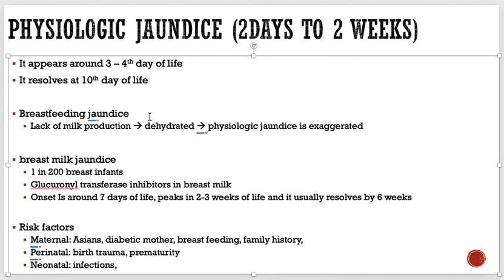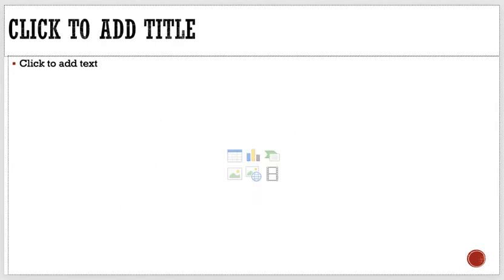Infections, polycythemia, as well as drugs and total parenteral nutrition. These risk factors can cause, you can say, physiological jaundice, right? Okay. So, guys, now you know the important thing.